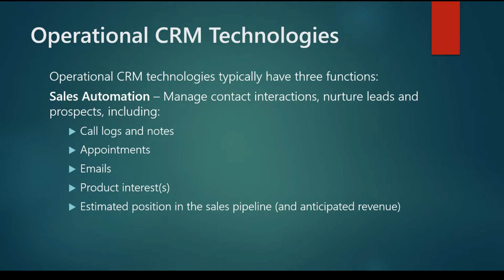Operational CRM technologies have three functions generally. Sales automation, which is about managing contact interactions, nurturing leads and prospects, and this would include things like call logs and notes about a customer, any appointments, individual emails, product they're interested in, and maybe their estimated position in the sales pipeline and what the revenue of that sale might be. This may track initial sales as well as ongoing sales as you build and nurture the relationship with the client.